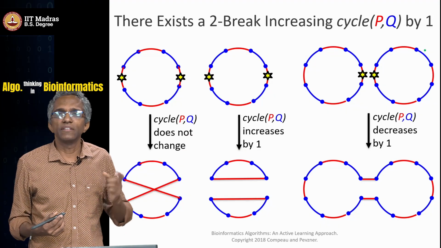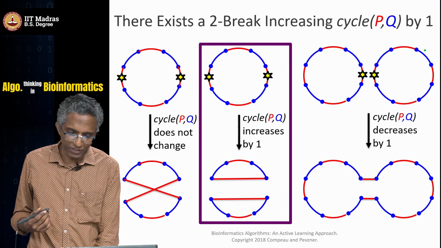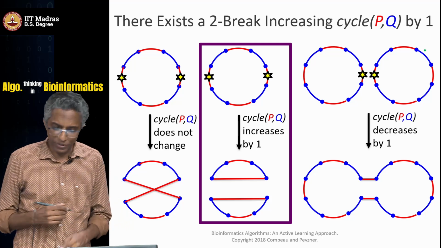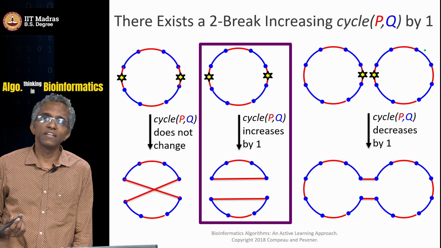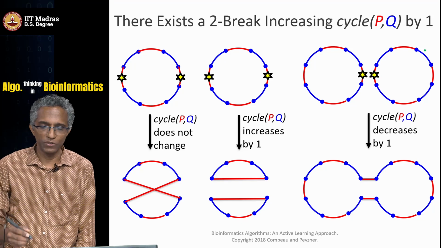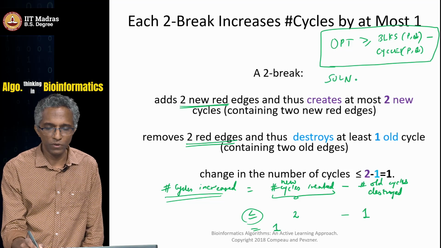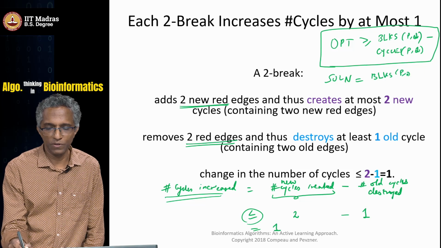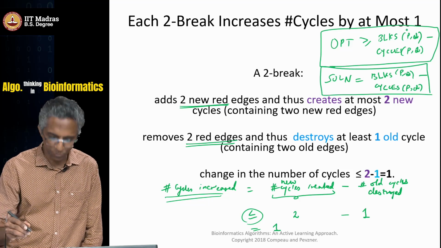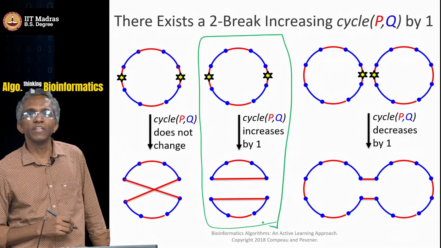And then that gives you the lower bound, but we also have a 2 break that will increase the number of cycles by 1, which is this particular second operation, right. You can always choose 2 red edges and then remove them and then add 2 other red edges that will increase the number of cycles by 1. Okay. So, we have a lower bound which says that every 2 break can only increase the number of cycles by at most 1, which means that the optimum is going to be this particular lower bound that we have shown here, right. And the solution can also reach this lower bound, which is blocks of p comma q minus cycles of p comma q, and so opt is equal to solution, because you can always choose this particular operation and increase the number of cycles by exactly 1.